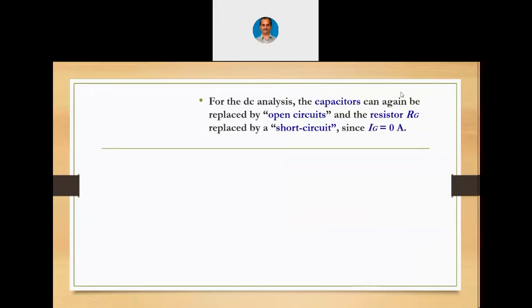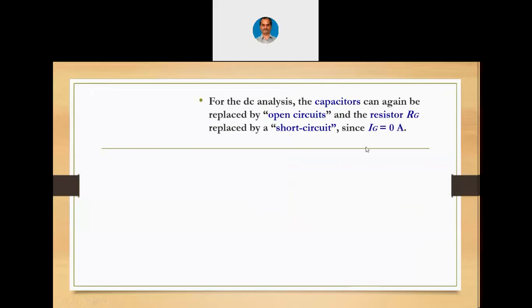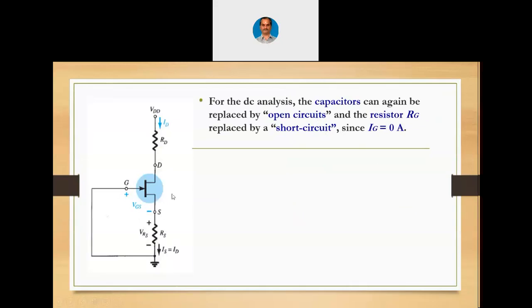For the DC analysis, the capacitors can again be replaced by open circuits, and the resistor RG is replaced by a short circuit since gate current is 0. We already know in the circuit that there is no gate current at all. The JFET will not have any gate to source current because it is a PN junction that is reverse biased. So considering that the gate current is 0, we can replace RG by a short circuit and we can replace capacitors by open circuit for the DC analysis. Now based on this, we are applying it this way. Look at this.